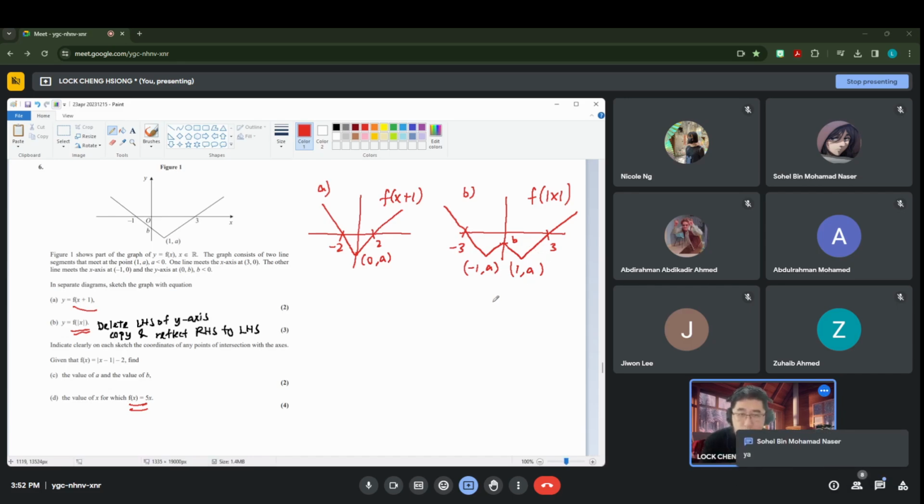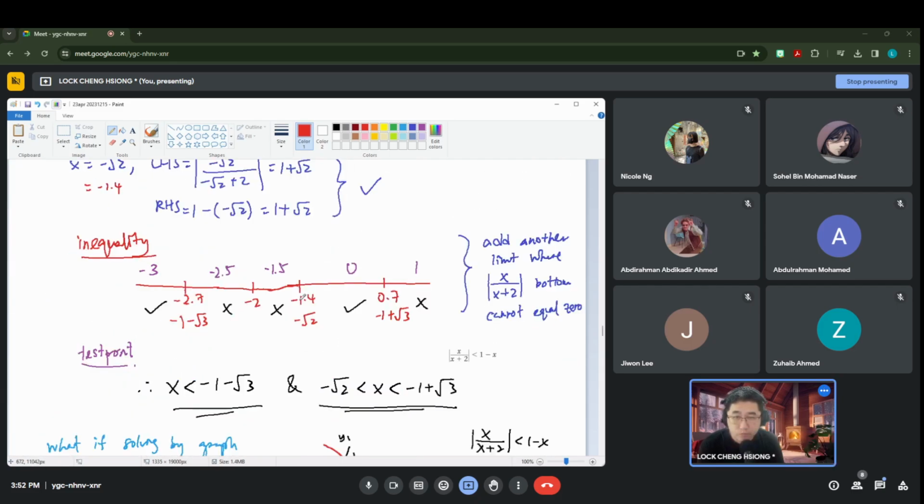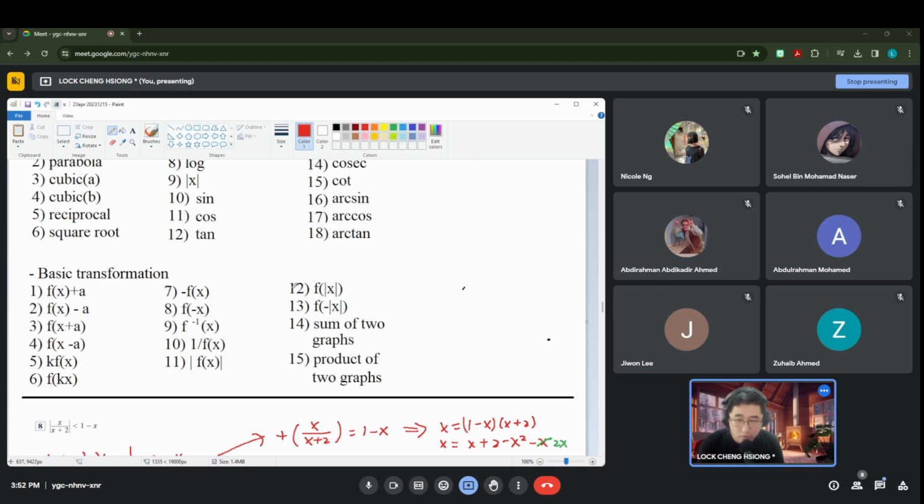Okay, good. So this question B is your number 12. Let me just write it again. This one is: delete left hand side of y-axis, copy and reflect right hand side to left hand side.